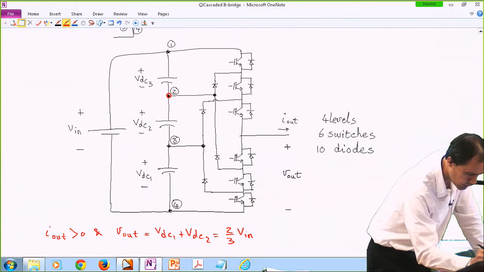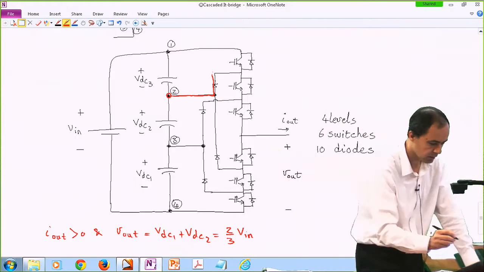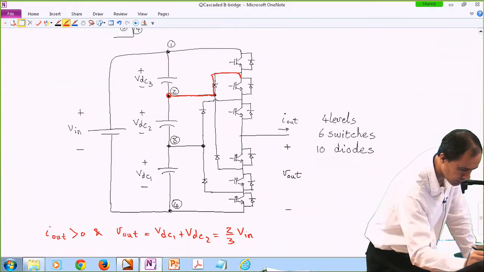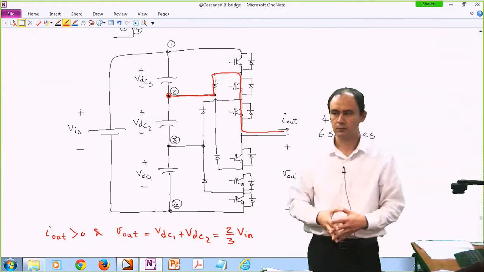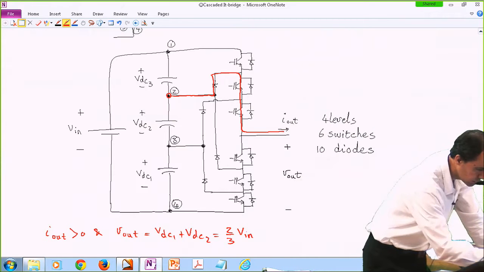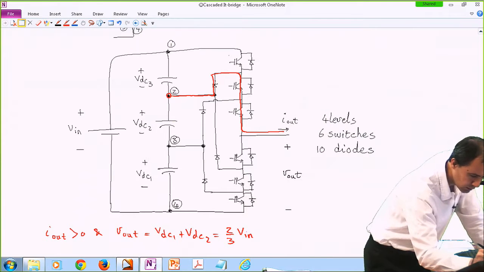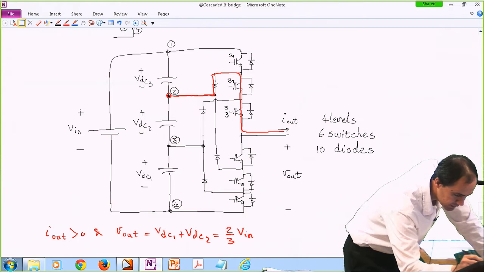The current is positive, by the way, so I don't have to worry about this diode. The diode is going to be forced to be on. All I have to do is turn this transistor on and this transistor on. And there you go, you have it. So if I label these switches, let me call them switch 1, 2, 3, and then 4, 5, and 6.